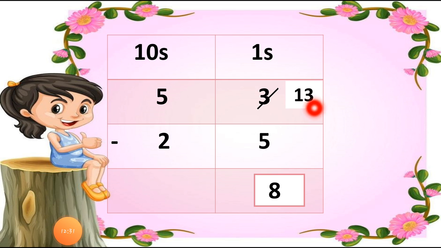Now you can see if you cut 5 numbers from the 13, the answer 8 will come. Now the ones column is complete. Let's move to the tens column. Here is the tens column.